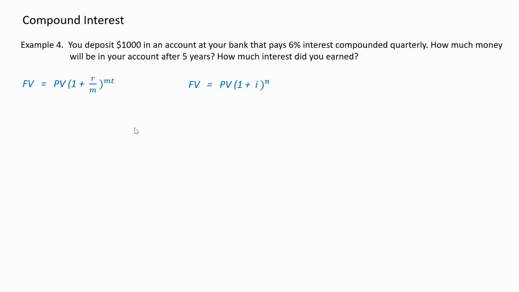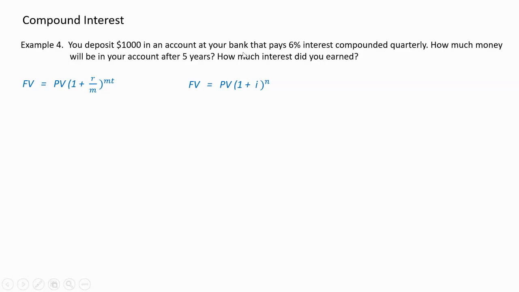Let's pretend that you have $1,000 at your house. You don't know what to do with it, but you don't want to spend it. If you want, you can go to a bank or to an investment firm and tell them that you want to deposit $1,000 in an account, and that you want to see how much money you get in 5 years.